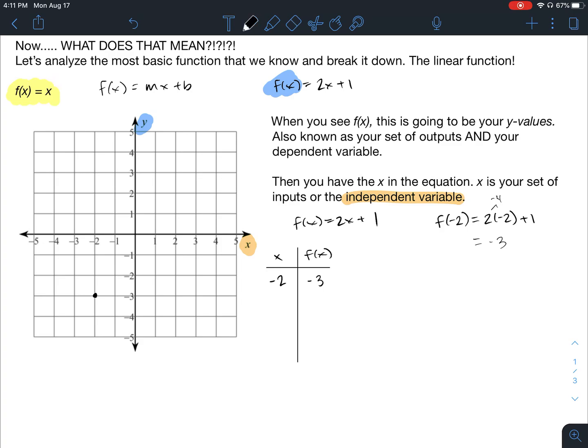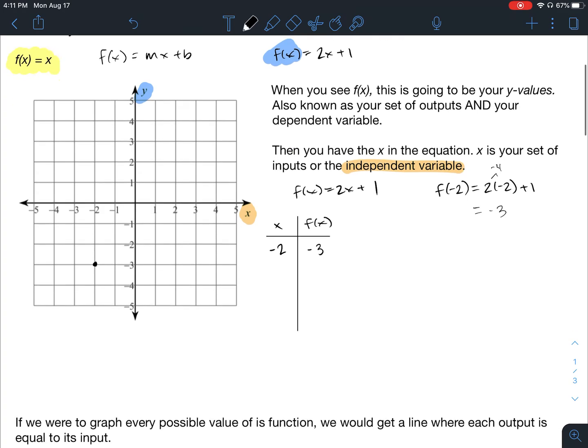Okay, now let's go ahead and graph another point. 0 is often a pretty easy point to graph, right? So let's input 0 into our function. So f of 0 is equal to 2 times 0 plus 1. Well, 2 times 0, that's just 0. And then we're just left with 1. So when x is 0, our y is 1 right there.